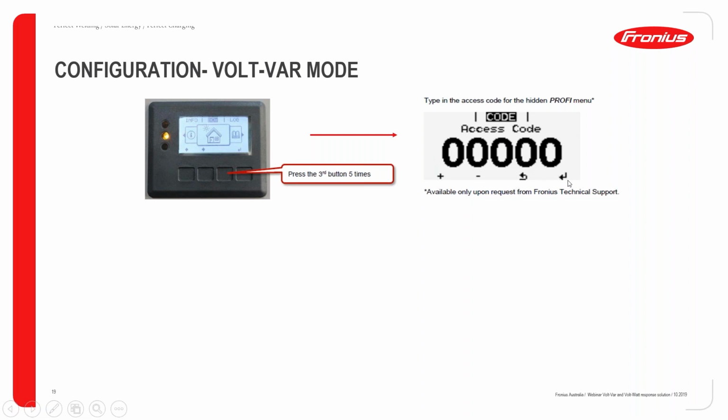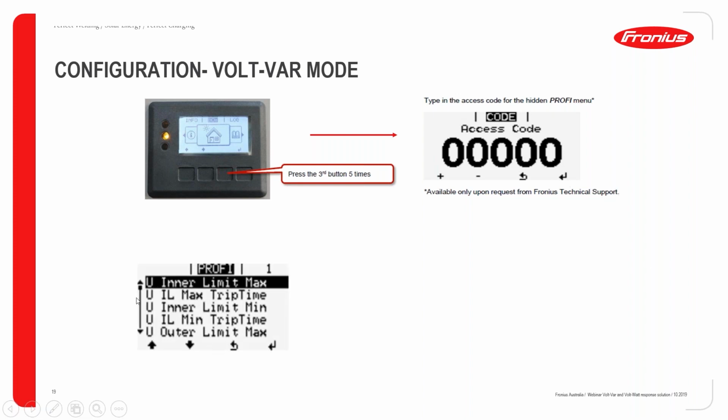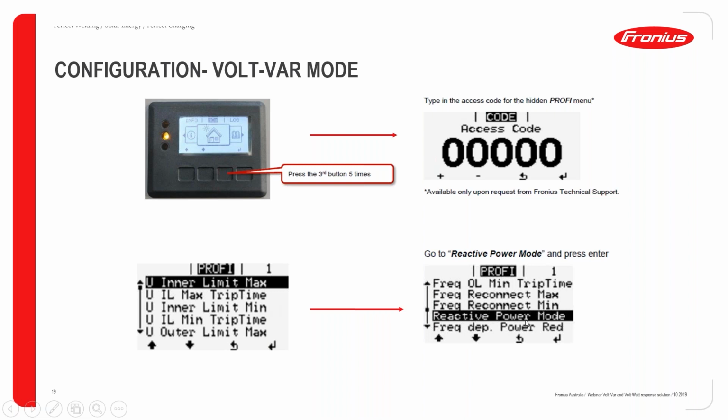Once you've done that, you need to press the enter button again, and then the screen will flash, just like a reminder to make sure you put in the right code, and just press the enter button again. And then you are in the Profi menu. As you can see here, it says Profi menu code, Profi menu. The option you want to go to is called reactive power mode, the one we want to enter today. So you just press the down arrow button, the second one, keep going down until you reach this option here, reactive power mode. And then you press the fourth button again.